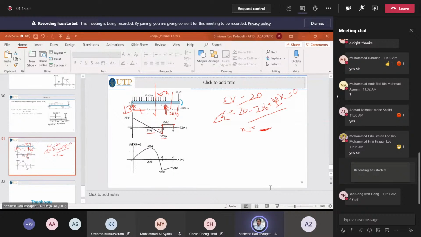Yes, 4.65 from B. The point shown on the figure says it is 3.34. What does it mean? It is 3.34 meter from the other end, not from this end. The x we calculated is 4.65 from B, and 3.34 from the other end A. Is it correct, Mr. Yang Kong Van Ivan?